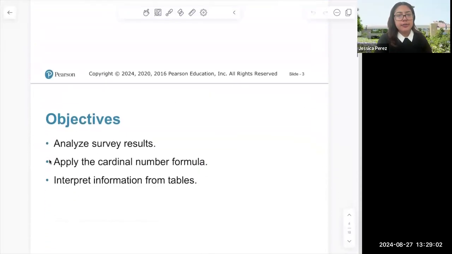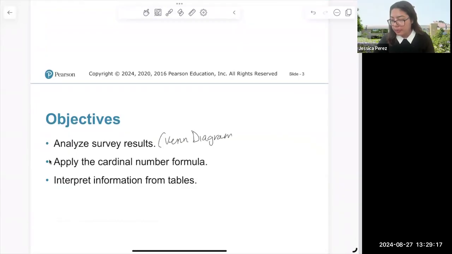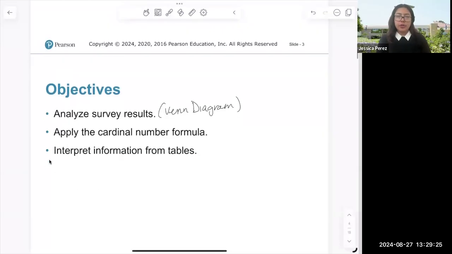What are the objectives of this lesson? We are going to be analyzing survey results and placing them in a Venn diagram. So we're going to be exploring Venn diagrams in this section, applying the cardinal number formula. We're going to be talking about a formula of cardinal numbers, and we're going to be interpreting information from tables.